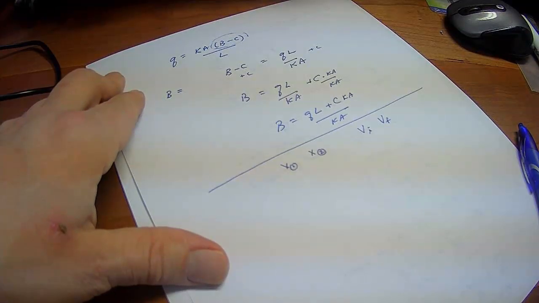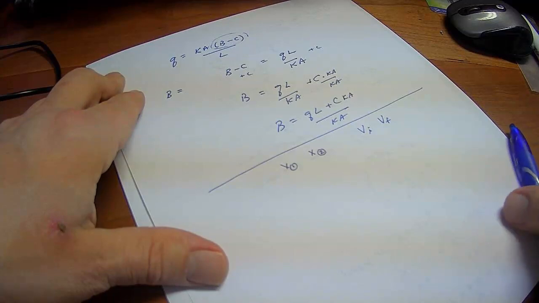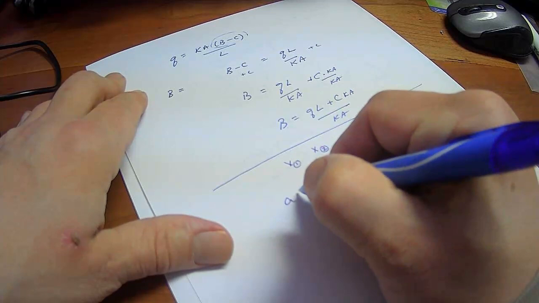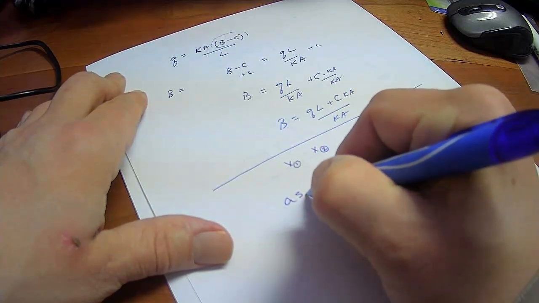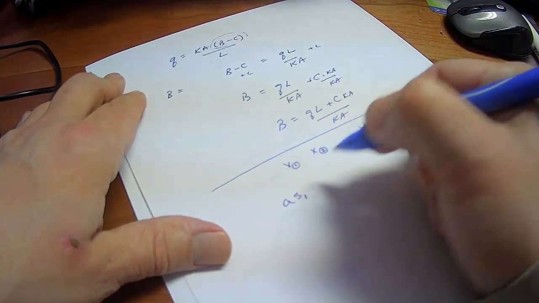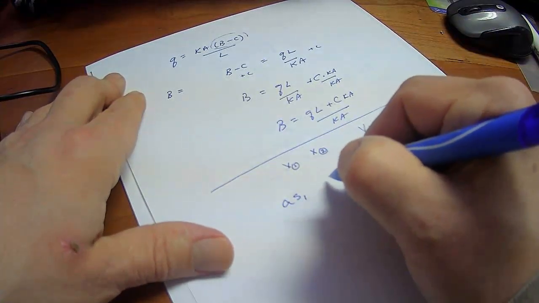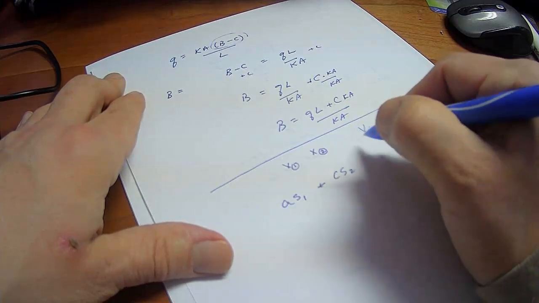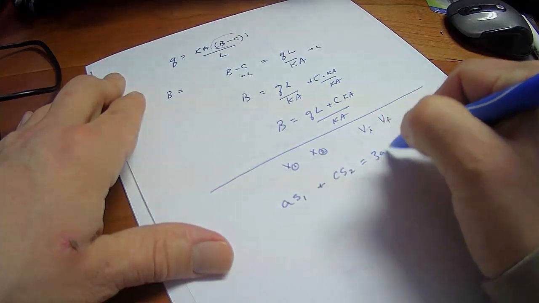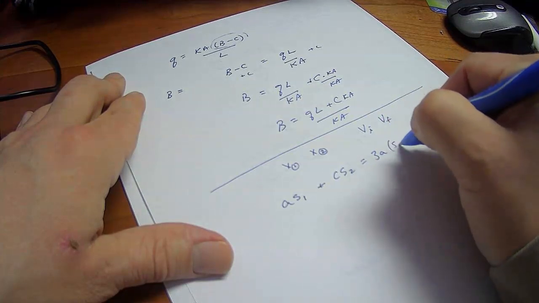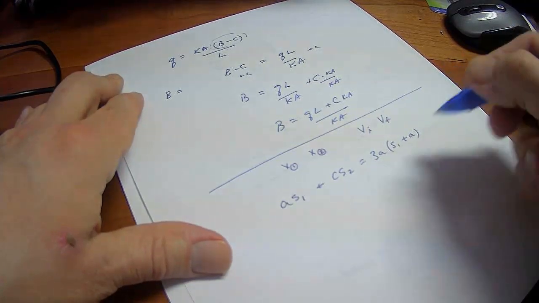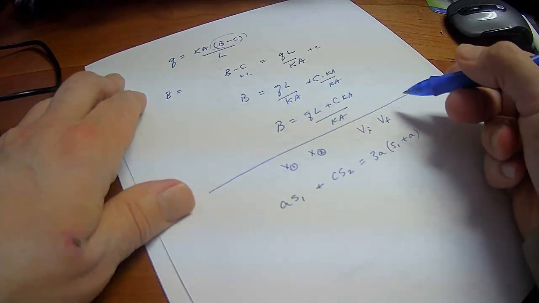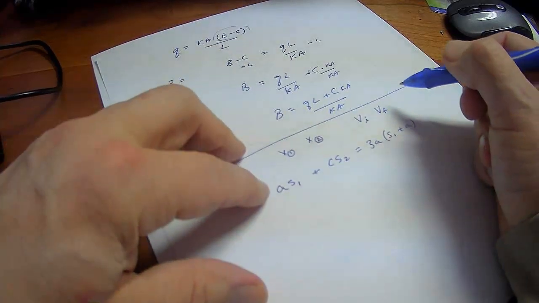So let's take a look at just some equation. And I don't know, we'll just come up with one here. A S1, that's some constant times S1. S1 might be a displacement, might be a length, plus C S2 is equal to 3A times (S1 plus A). And again, this doesn't have to stand for anything in particular, just getting used to solving for variables.